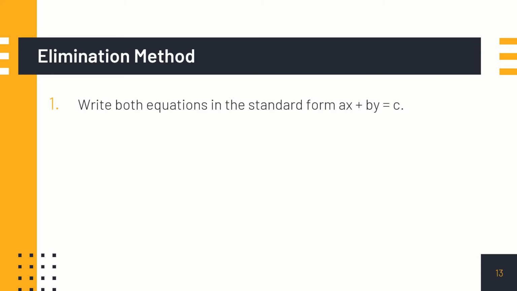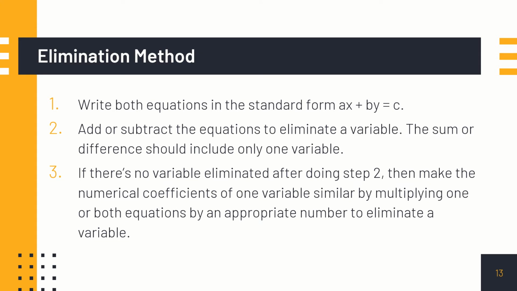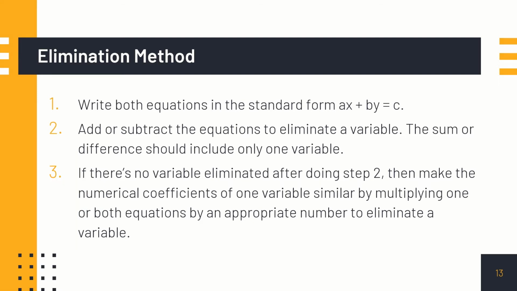The steps using the elimination method. First is to write both equations in the standard form of ax plus by equals c. Second, add or subtract the equations to eliminate a variable. The sum or difference should include only one variable. Third, if there is no variable eliminated after doing step 2, then make the numerical coefficient of one variable similar by multiplying one or both equations by an appropriate number to eliminate a variable.